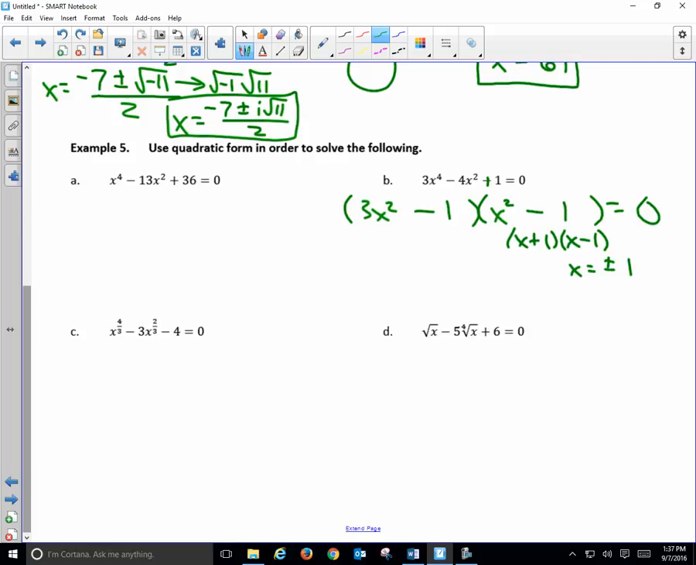Sweet. What about the first part? Yeah, 3x squared minus 1 equals 0. Now what? Can you take the square root of 1? You get 1. Square root of 3. Uh-oh.